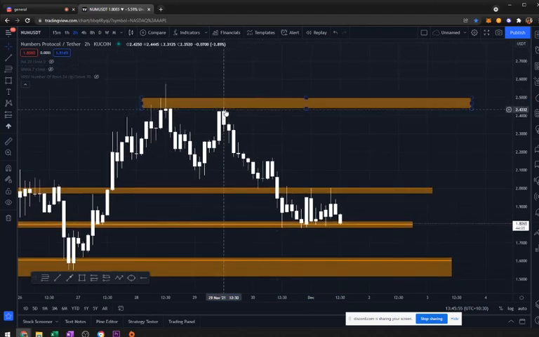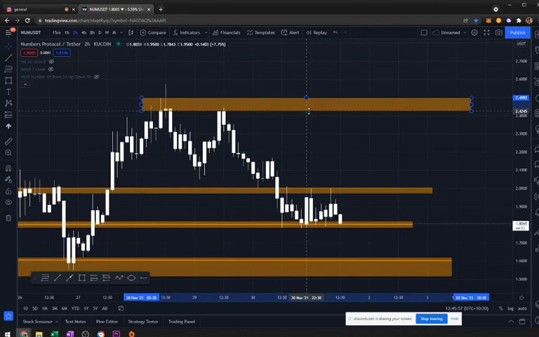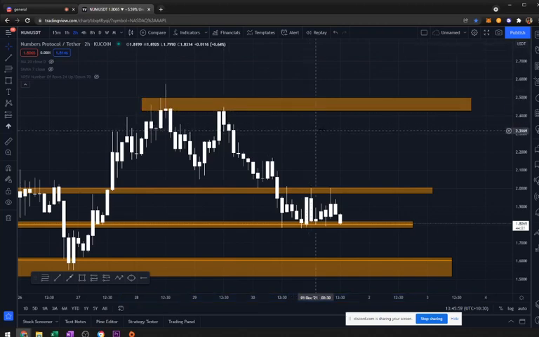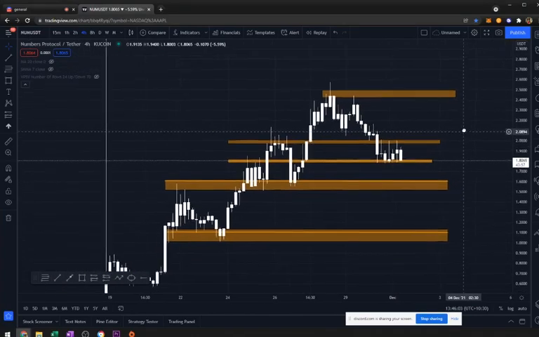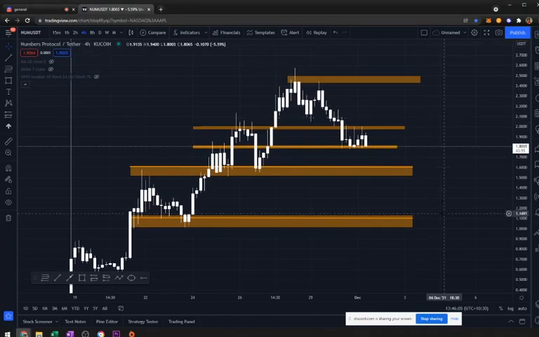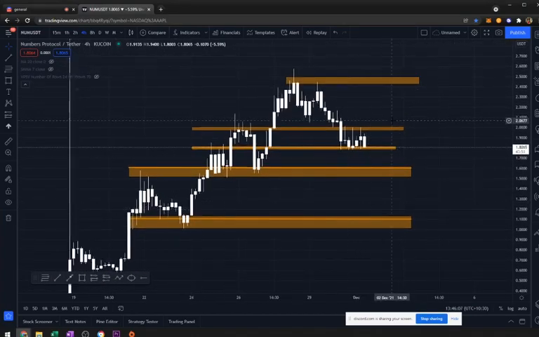There's still a bit of wick here, so I'm just going to cover that wick like that. And now we'll go out into the 4 hours, which would be a nice time frame to analyze this on. And boom, just like that, we have our key levels drawn up.